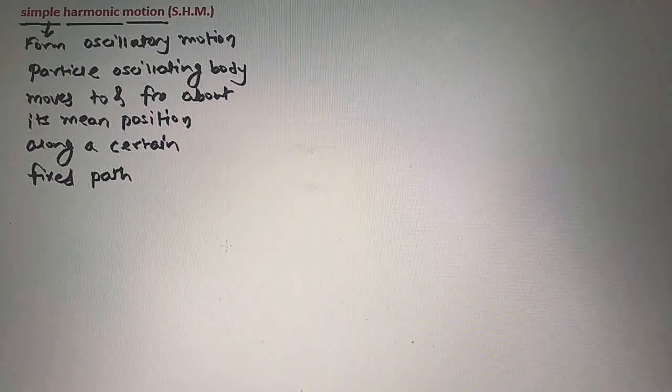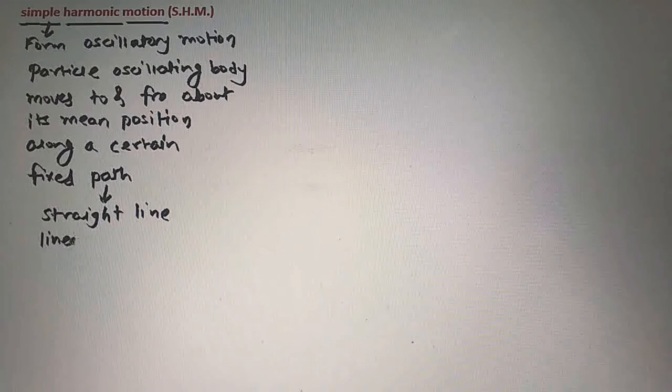If the fixed path along which an oscillating body or a particle of oscillating body moves to and fro about its mean position is a straight line, then it is called linear simple harmonic motion.